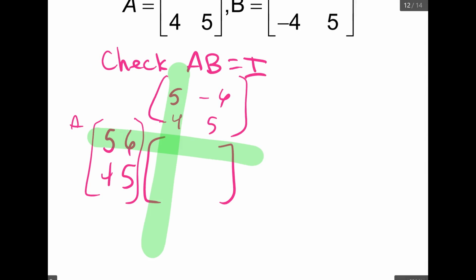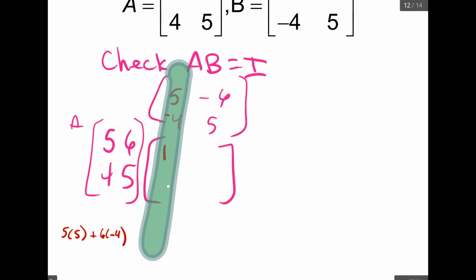To find the first piece, I'm going to be having 5 times 5 plus 6 times 4. Did I write this wrong? This is negative 4, sorry. So if you do B times A, I should get an identity, the opposite, the same exact answer. I should get the identity for both of them.